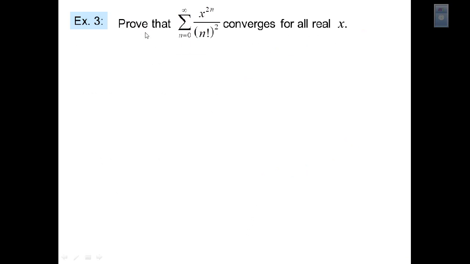All right, so prove that the series, n equals 0 to infinity, of x to the 2n over n factorial squared converges for all real x. All right, so there are no negative terms here. We don't have negatives top or bottom that we need to deal with.